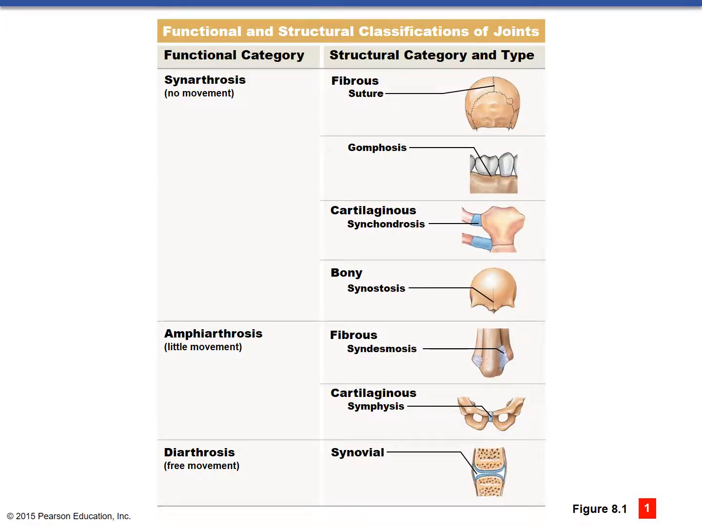So just to review, we have the different functional categories of synarthrosis, amphiarthrosis, and diarthrosis joints. The synarthrosis consists of fibrous sutures, gomphosis, and then we have the cartilaginous synchondrosis, and then the bony synostosis. Amphiarthrosis consists of the fibrous syndesmosis or the cartilaginous symphysis, and diarthrosis are synovial joints.